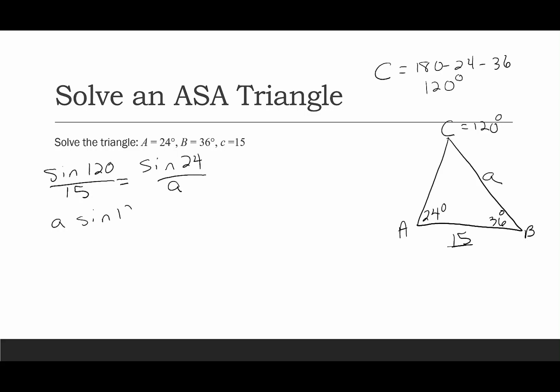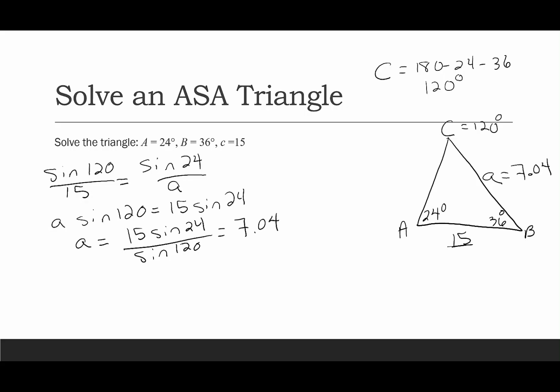I have a sine of 120 equals 15 sine of 24. When I divide by the sine of 120, I get 15 sine of 24 over the sine of 120. When I put that in my calculator, I get that a is equal to 7.04.